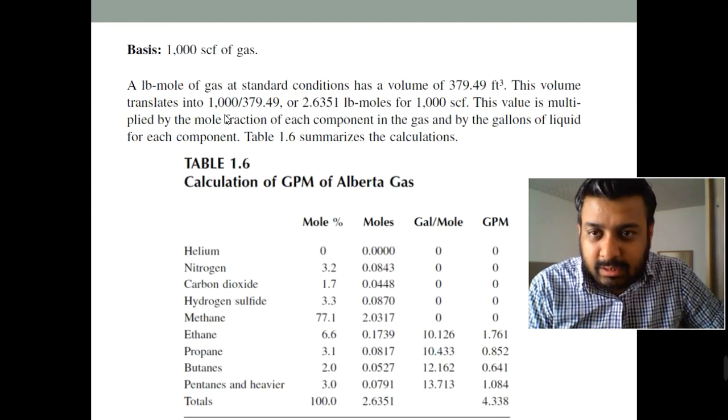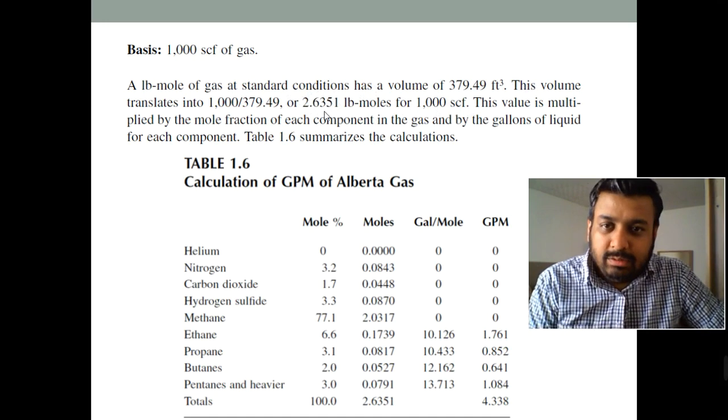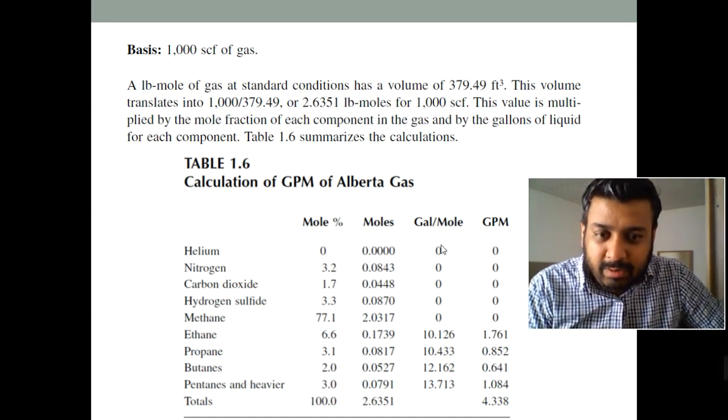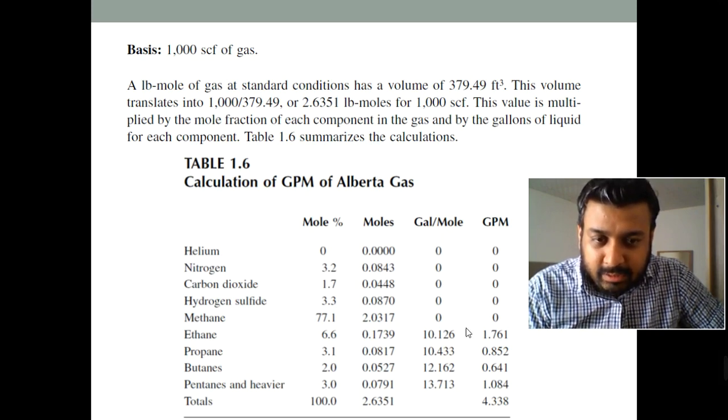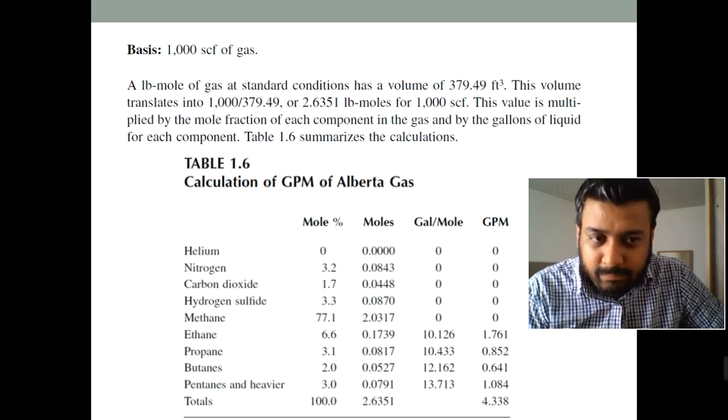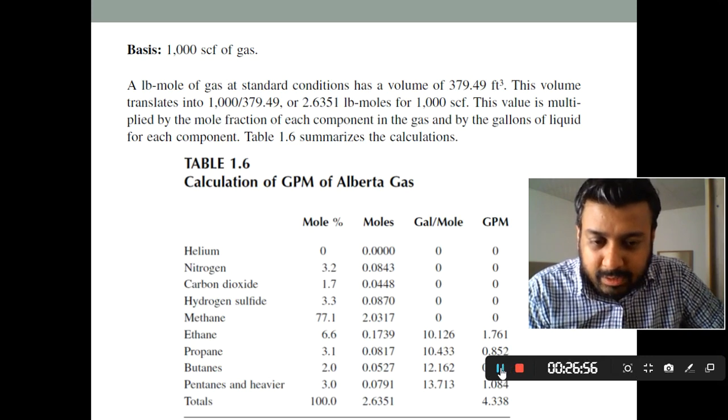So what we do in this case: a pound mole of gas at standard condition has 379.49 cubic feet of volume. First we have to look at how many pound moles 1000 standard cubic feet has. So it has 2.635 pound moles. Then we find out the gallons per mole, and finally the gallons per minute. So in total we have 4.338 gallons per minute of Alberta gas.